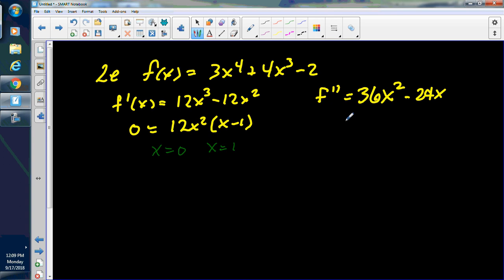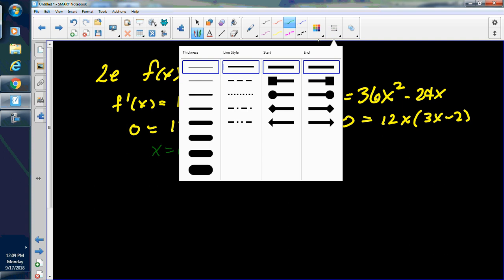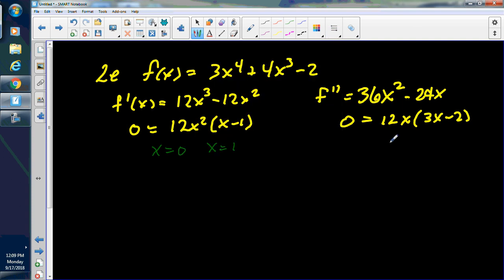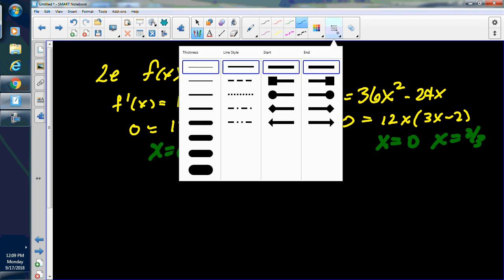Over here, if we set it equal to 0, factor out a 12x, we're going to be left with 3x minus 2. And that's going to give us x equals 0. Something's happening there. And x equals 2/3. This was x equals 0. X equals 1. So for each of these, let's do a sign chart.